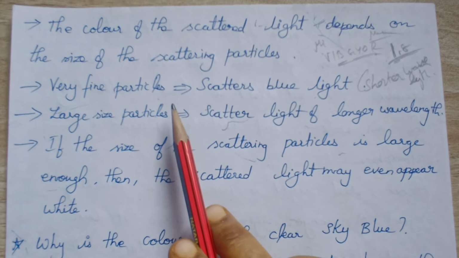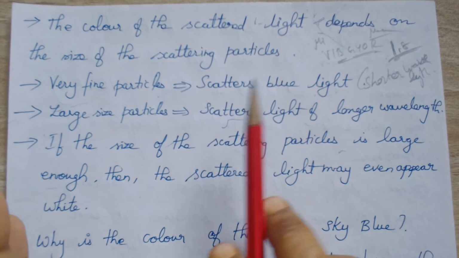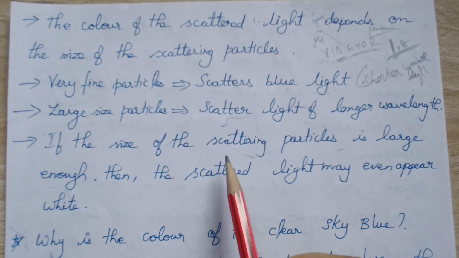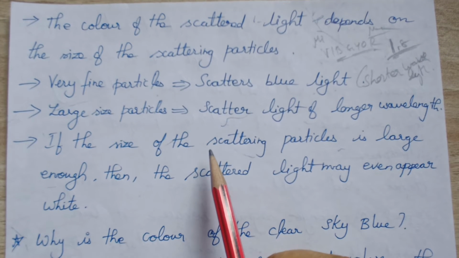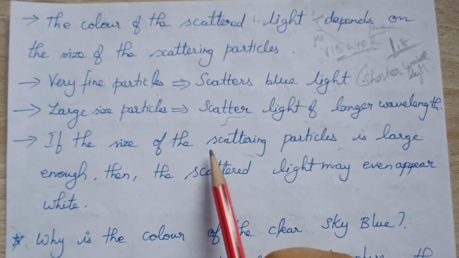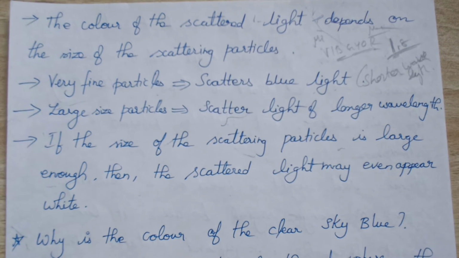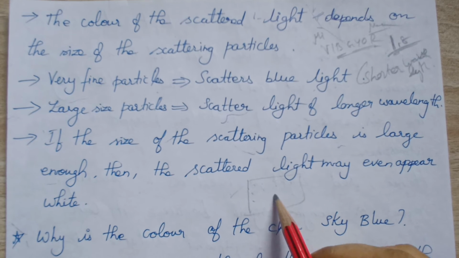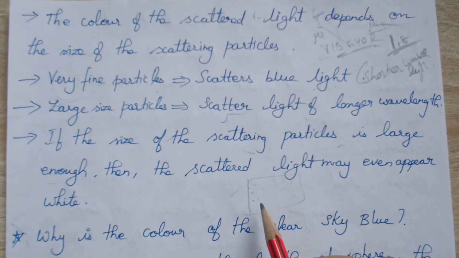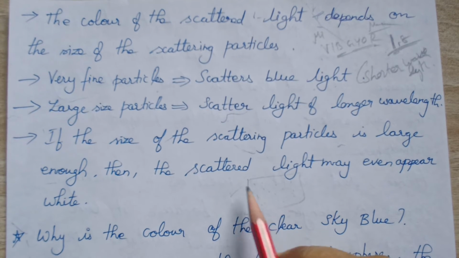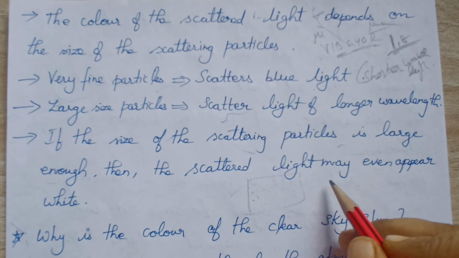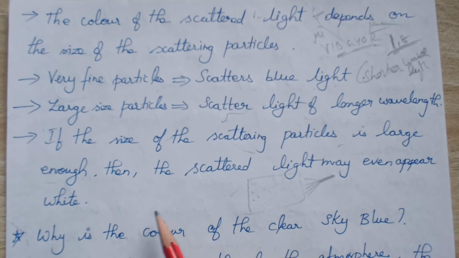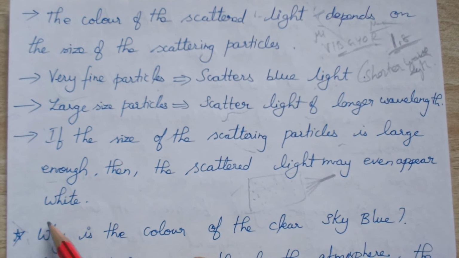If it is very small particles, it scatters the blue light. If it is large particles, it scatters the longer wavelength. If the size of the scattering particles is large enough, and so many particles are scattering at a time, then the scattered light would be white in color. For example, this area is covered with so many droplets of water. Each droplet scatters light based on the size of the particle. You know the dispersion of light, right? All the 7 colors combine to form a beam of white light. So at that time the scattered light may even appear white in color.